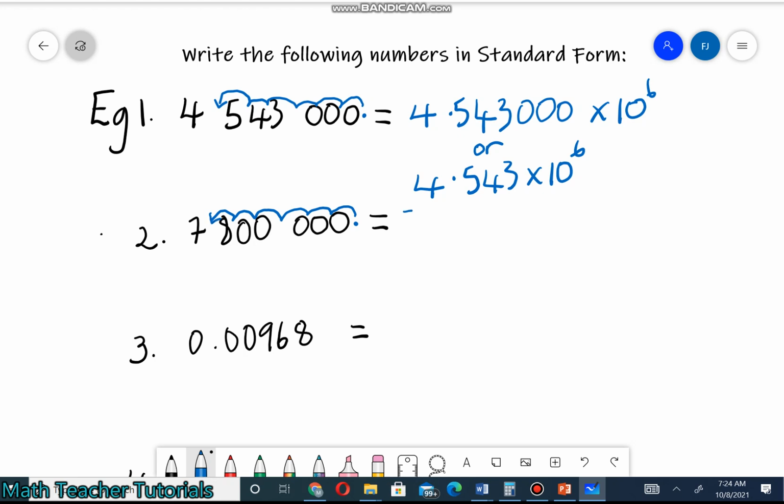Our answer will become 7.8 0 0 0 0 0 0, and this will be times 10 to the 6th power because we moved the decimal point 6 times. And again, we can eliminate all these zeros that are to the right of the decimal point to get our answer to be 7.8 times 10 to the 6th power.